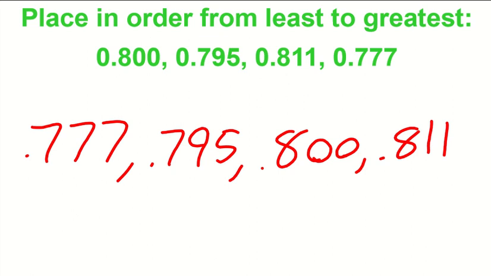When you have decimals, if they all have the same number of digits or the same place values, you can basically look at it as what the number would be without the decimal when you put them in order from least to greatest. So we would have like 800, 795, 811, 777. And that sometimes makes it a little bit easier to put them in order. If they aren't the same amount of digits, just add zeros to the right of the decimals so you can have them all kind of match up. Any questions on that one? Shouldn't be too bad.